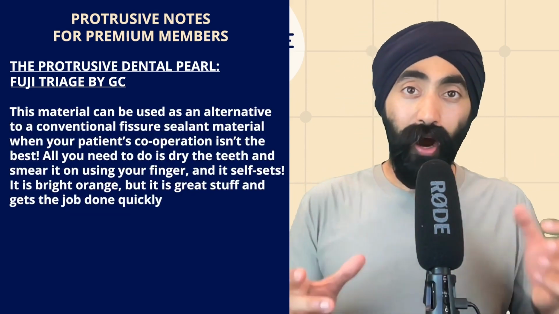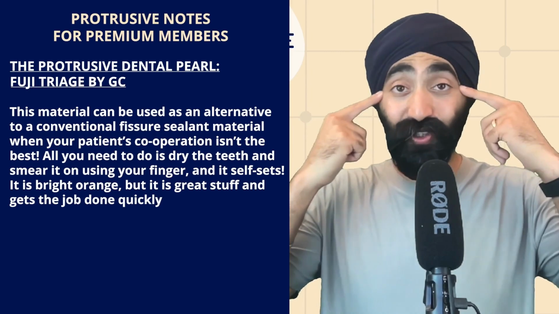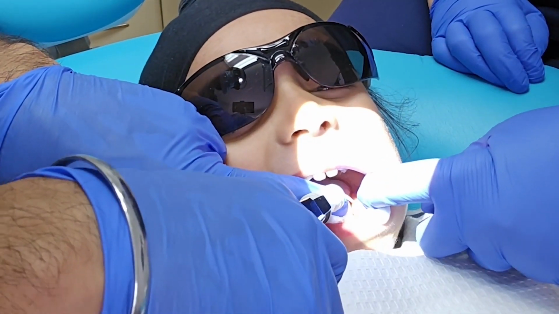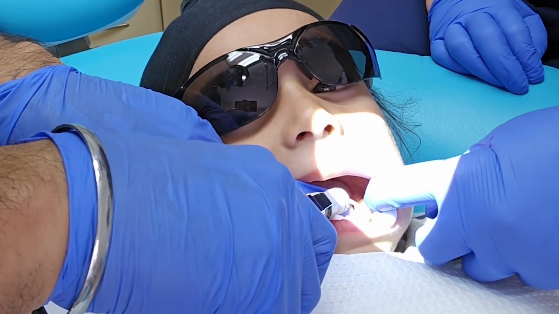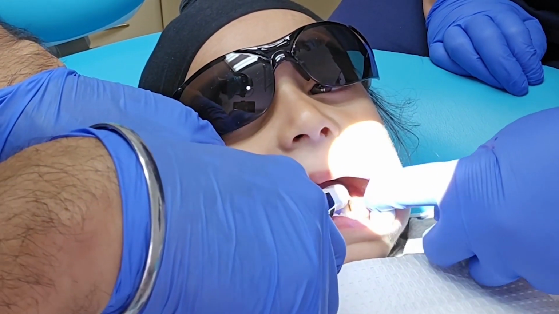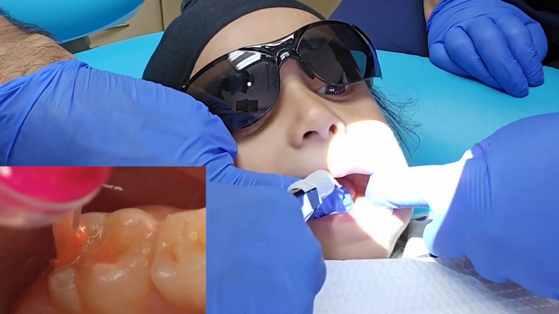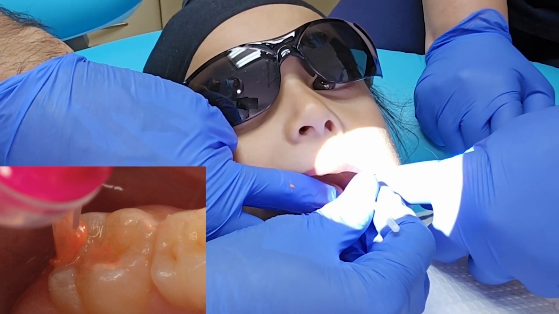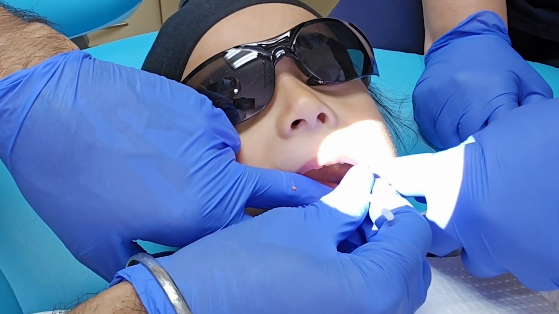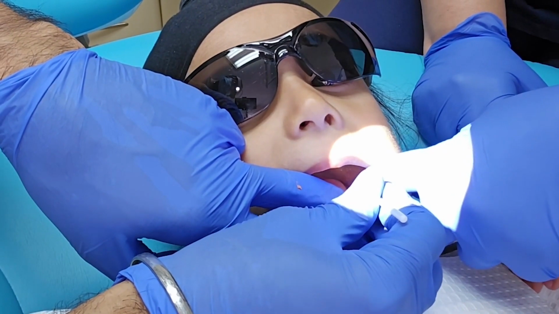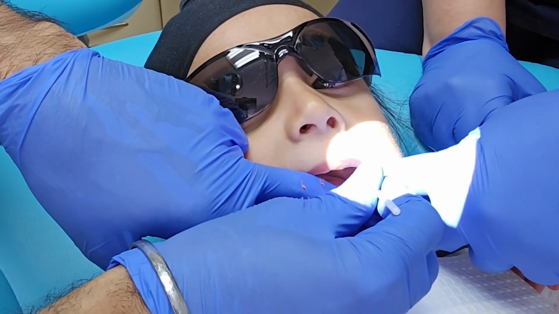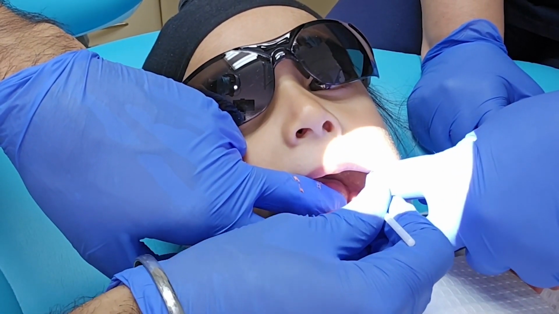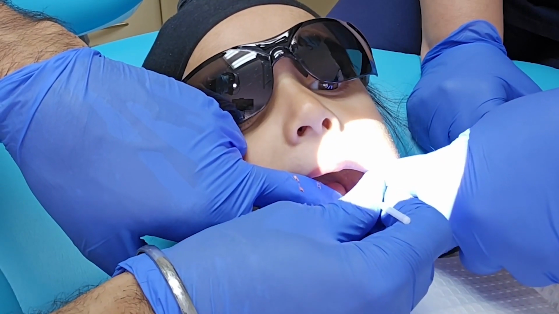So in that scenario, I remembered from my training at dental school that there's something called Fuji Triage that we can use as an alternative to fissure sealant when you're struggling with cooperation. It's like a bright orange colored restoration, and you just get the teeth dry and just squirt some in. You can use your finger just to rub this Fuji Triage material in, and it's self-setting. So now I look at his mouth, I can see on the right side he's got the fissure sealants, and on the left side he's got this Fuji Triage material covering his fissures, and it does the trick.